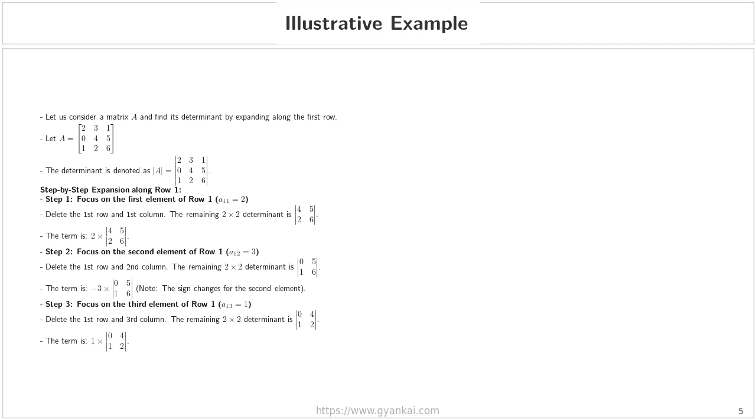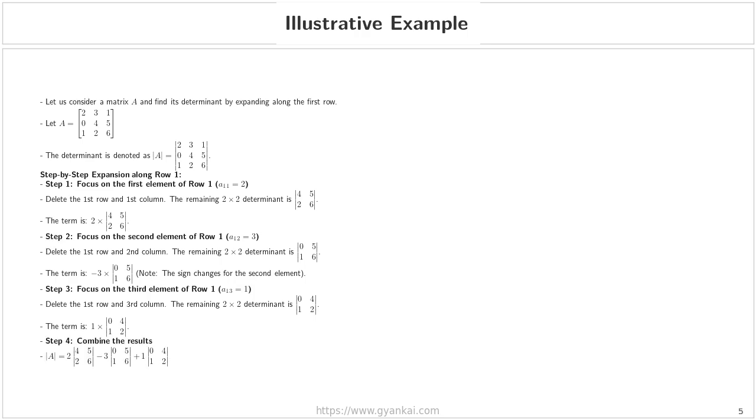Step 3, now we focus on the third element of the first row, which is a sub 1,3 equal to 1. We delete the first row and the third column, leaving us with a 2x2 determinant of 0, 4, 1, and 2. This gives us our third term, 1 multiplied by this 2x2 determinant. Step 4, finally, we combine all these results into a single expression. The determinant of A equals 2 times the determinant of the first minor, minus 3 times the determinant of the second minor, plus 1 times the determinant of the third minor.